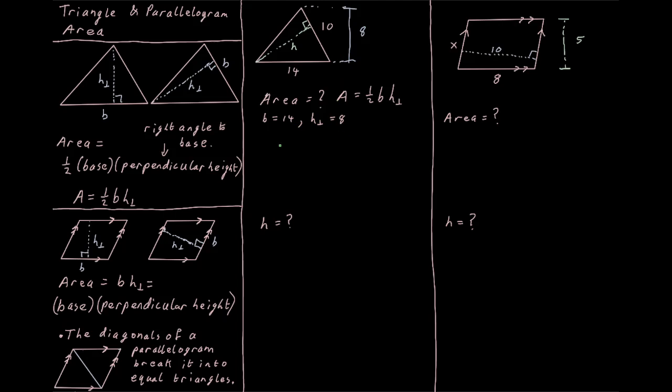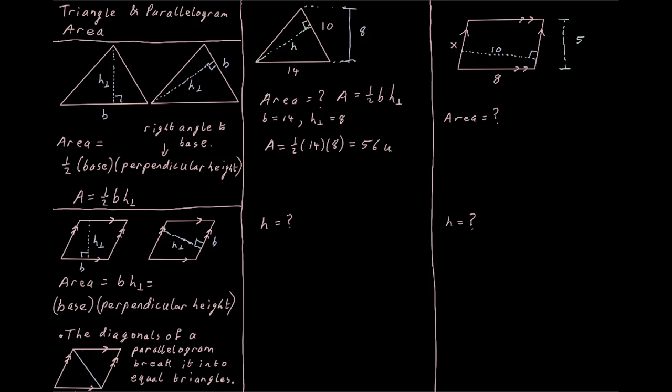So I can use that information now and just sub into my formula. I've written down my formula from my log tables, labeled what each part of the formula is. Now I sub everything in brackets. The base is 14, and the perpendicular height from that base is 8. So I can sub all of that into a calculator, and I get 56 units squared.